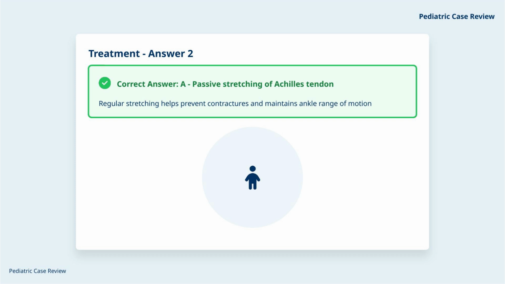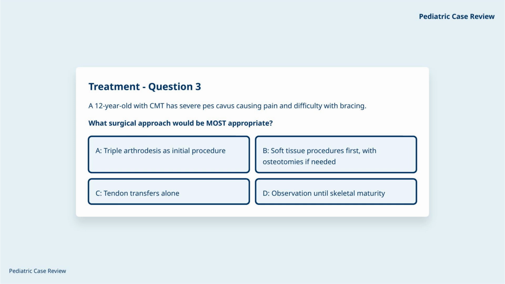Regular stretching programs have the strongest evidence for preventing contractures and maintaining range of motion in children with Charcot-Marie-Tooth disease. While moderate resistance training may be beneficial, excessive resistance training of already weak muscles remains controversial. Maintaining general fitness is important, but high-intensity exercise has not shown specific benefits and may potentially accelerate muscle fatigue in these patients.